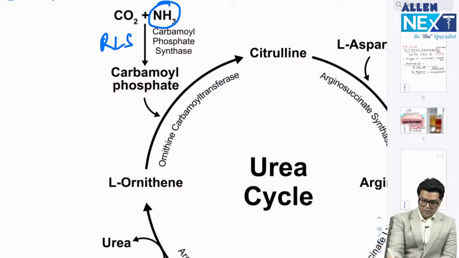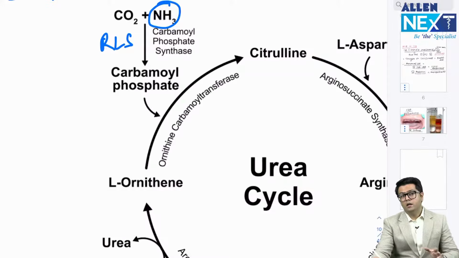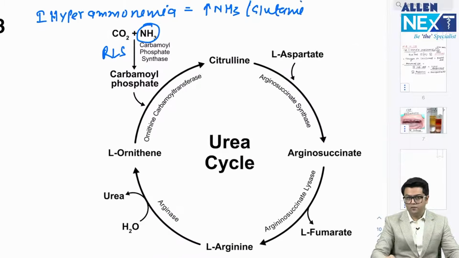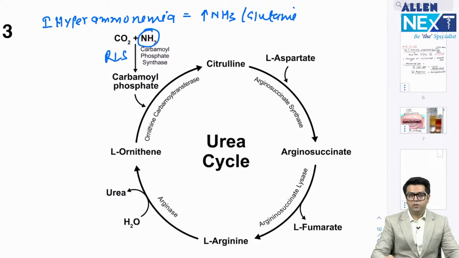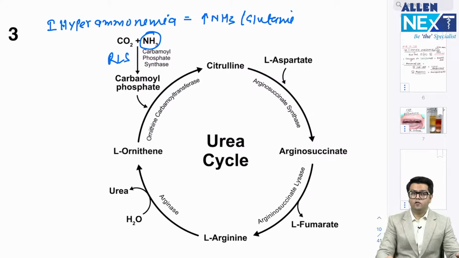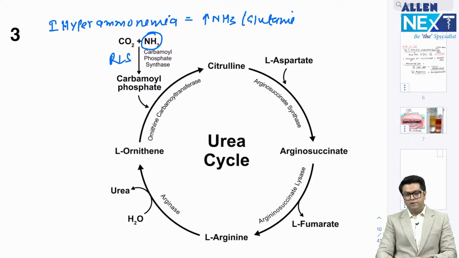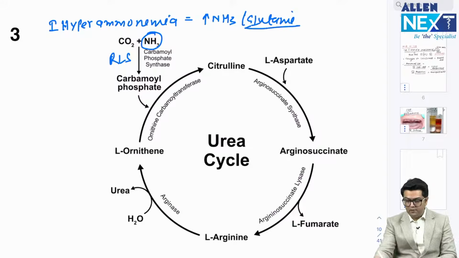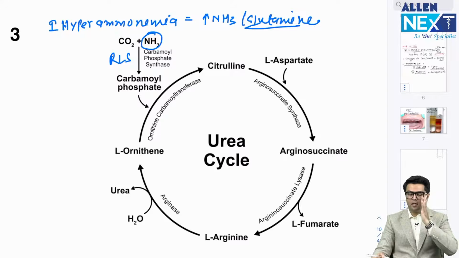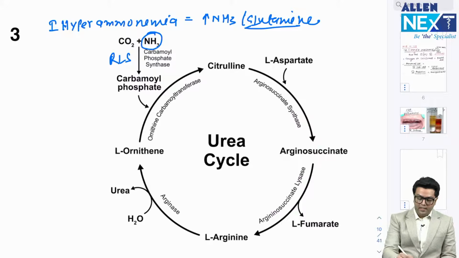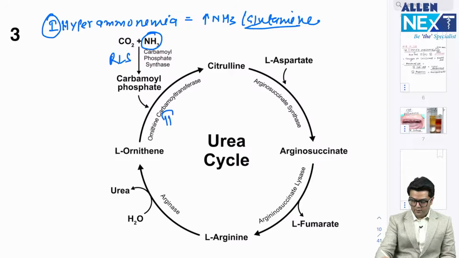So there is only an increase in the ammonia levels, and what is the marker of ammonia? Glutamine levels, right? So we can also say that this is a case of type 1 hyperammonemia, whether it's a case of high ammonia levels or high glutamine levels. So that is type 1. Then we have type 2 hyperammonemia. So this is the second enzyme, right?